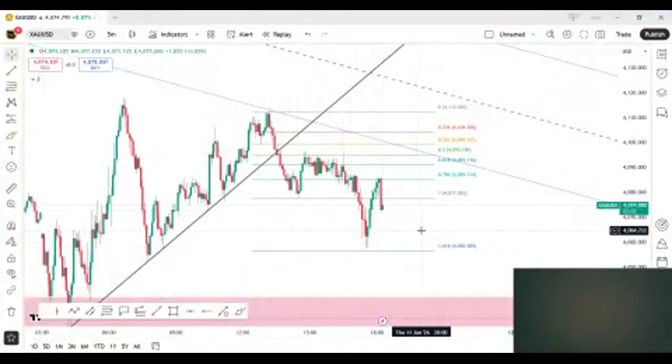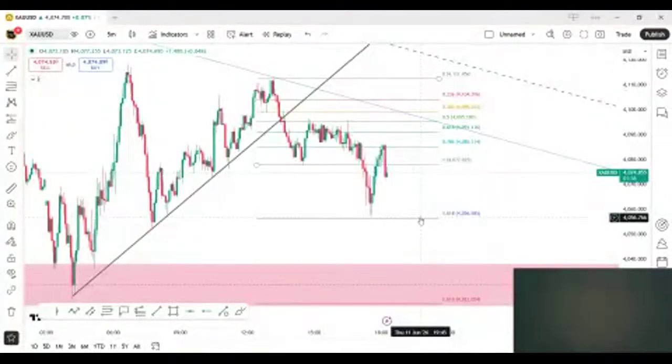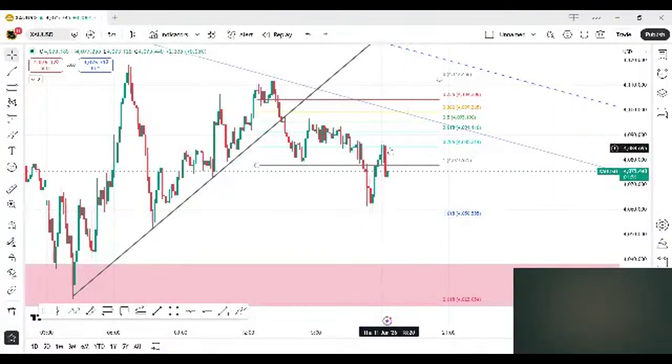So right now, what is the short? The first thing is that the market has to break 4056. If the market tries to break this area, we will be looking for the sells. Otherwise, if the market is unable to break this area, then we can look for small buying setups.